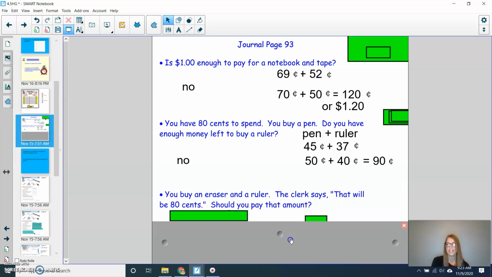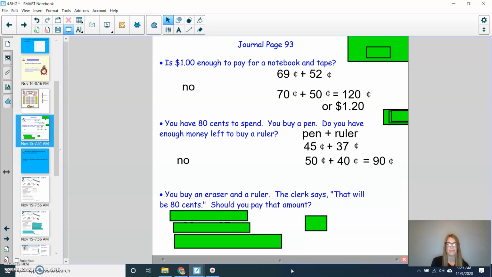Let's try one more practice one before we get into our math journal today. You buy an eraser and a ruler. The clerk says that will be 80 cents.